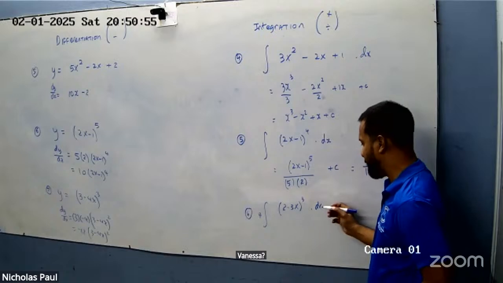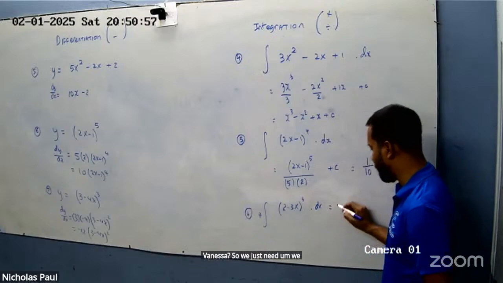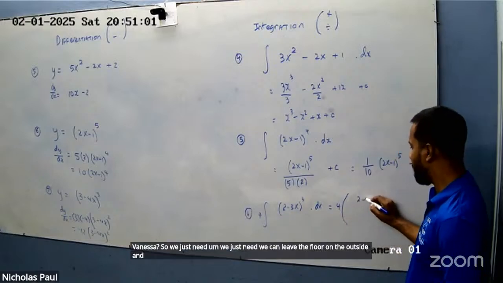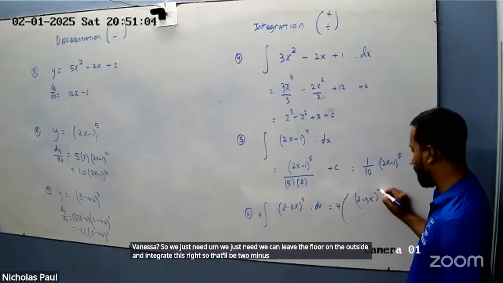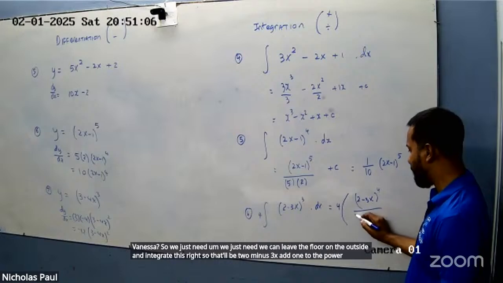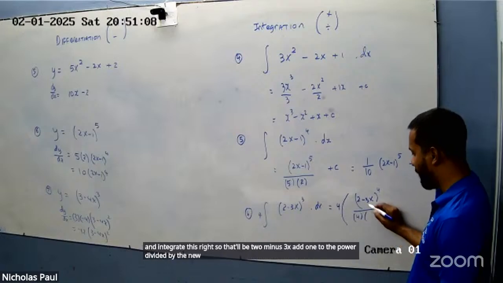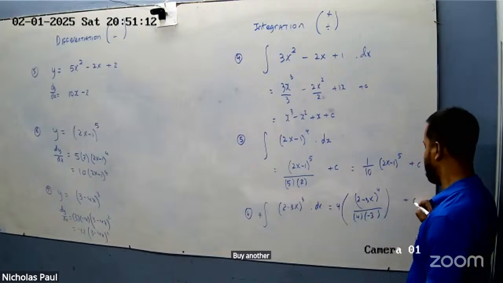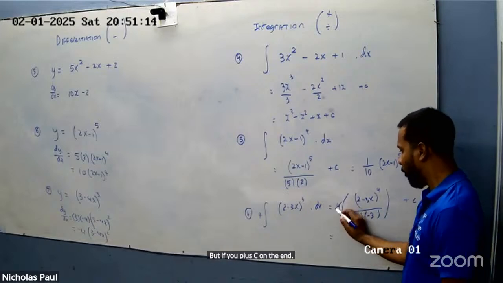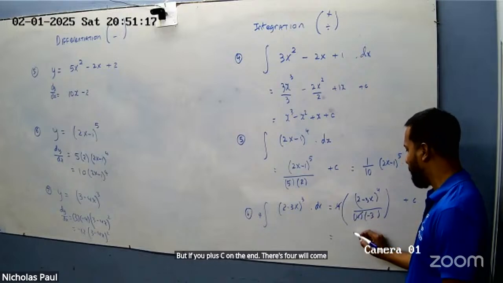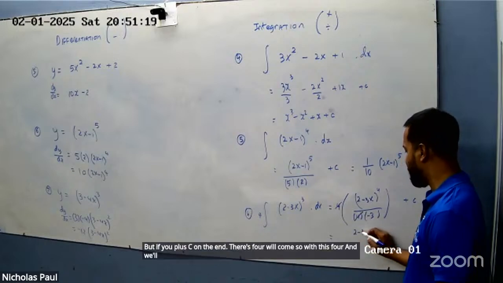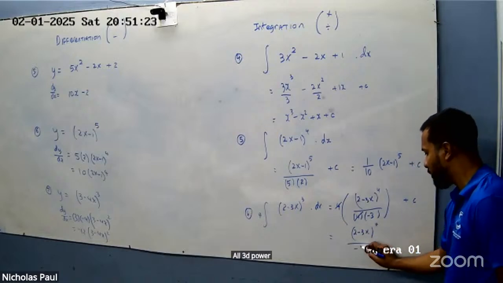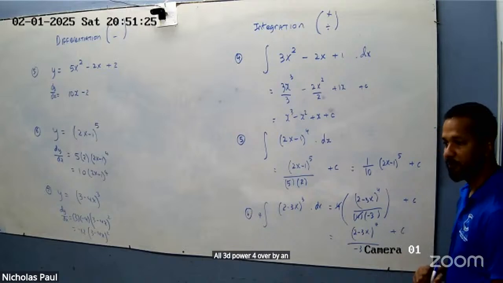Right, so we can leave the 4 on the outside and integrate this. So that'll be 2 minus 3x, add 1 to the power, divide by the new power, and divide by the differential of here, which is minus 3. Put the plus c on the end. This 4 will cancel with this 4, and we'll be left with 2 minus 3x, all to the power 4 over minus 3 plus c.